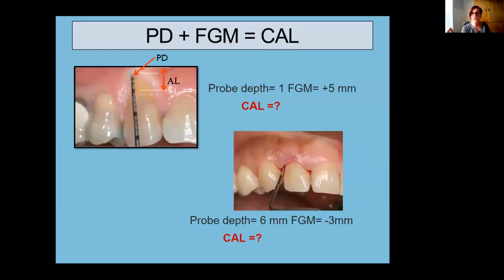Okay, so this is just a quick review because I know this might be something you don't do all the time. On this top picture, the probing depth is 1, right? But we have an FGM of 5. So our free gingival margin is a +5. Our probing depth is 1. Those combined give us how much clinical attachment loss?